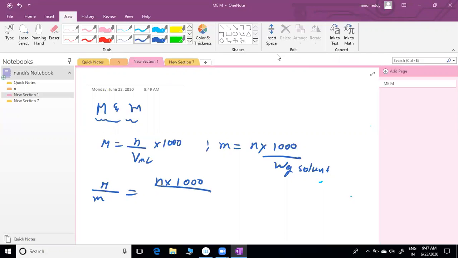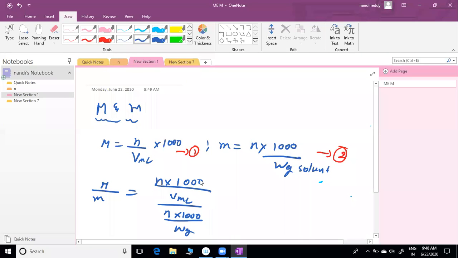So I am taking this as equation 1 and this as equation 2. Taking the ratio 1 by 2, molarity equals N by V mL, and molality equals N into 1000 by W grams of solvent. N and 1000 will be cancelled. The remaining is W grams of solvent by V L of solution.